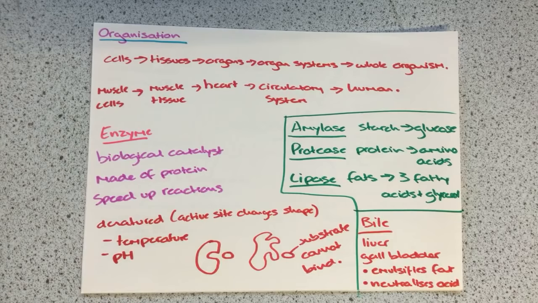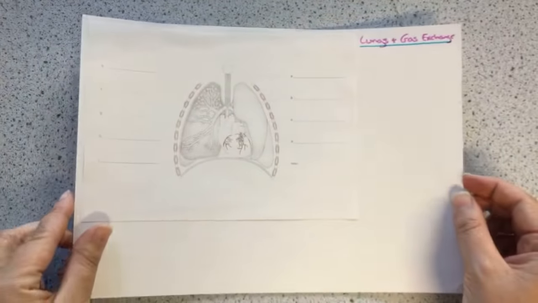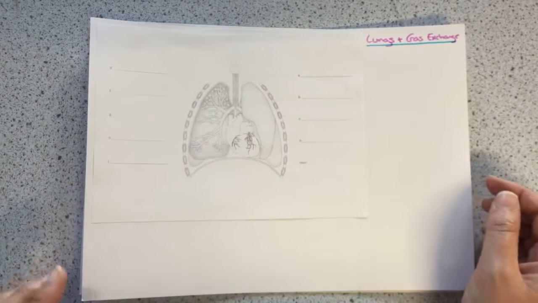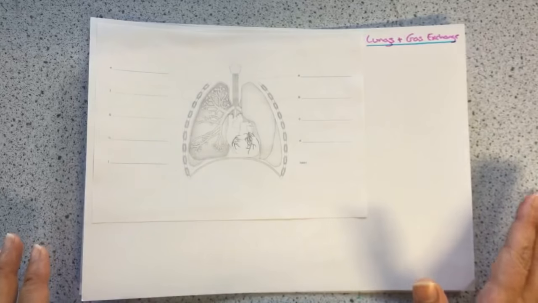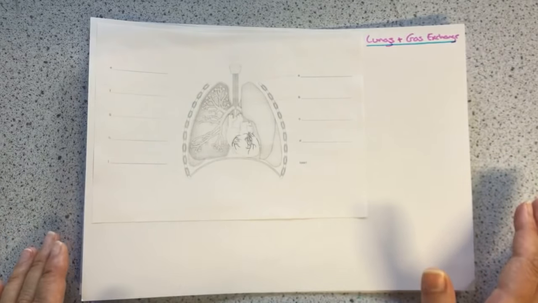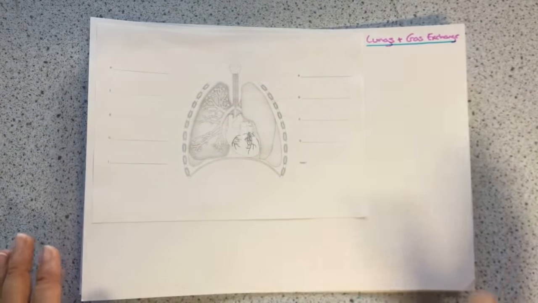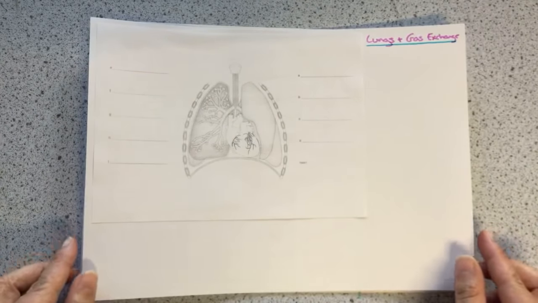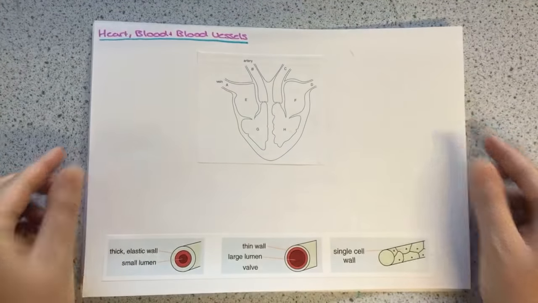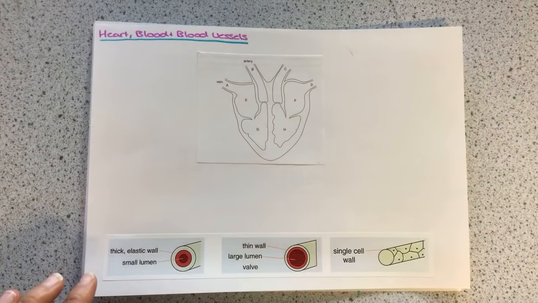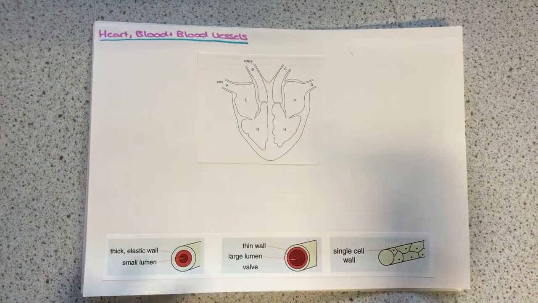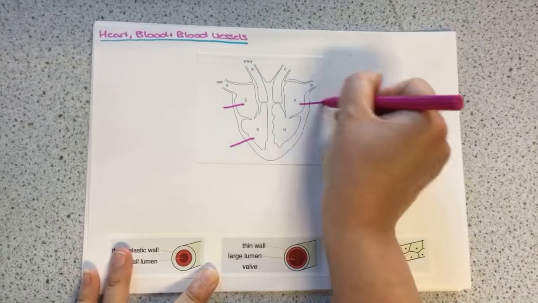Okay, in organisation, you also need to know about the lungs and gas exchange. We haven't really got time now to go over the lungs and gas exchange. I'm going to skip over this, but you need to know the main structure of the lungs and also the process of ventilation in your lungs. If we get time, we will come back to it at the end. What I want to very quickly talk to you about is the heart. This is new to the trilogy science specification. So you need to know the main chambers of the heart and also the main blood vessels.